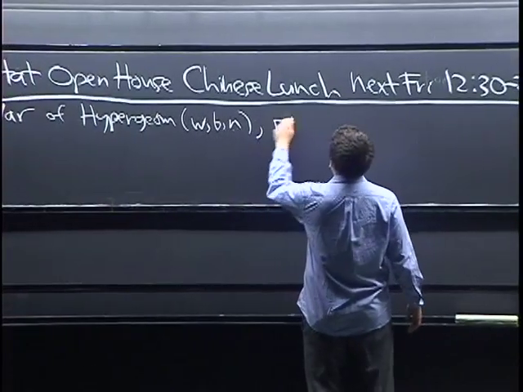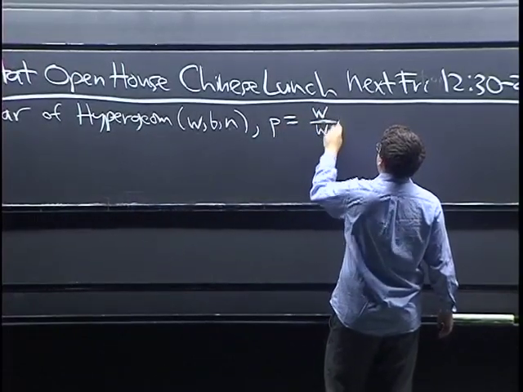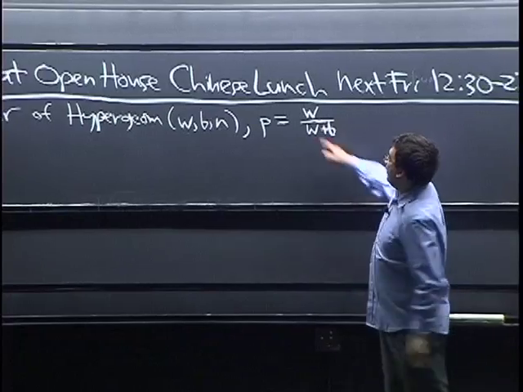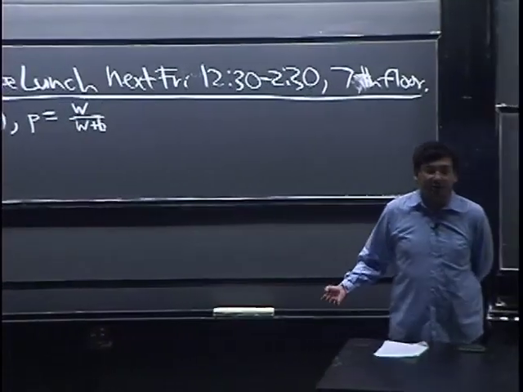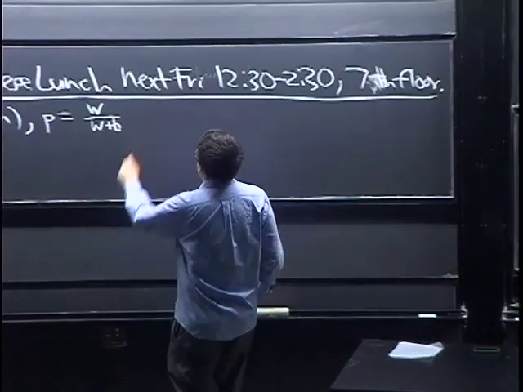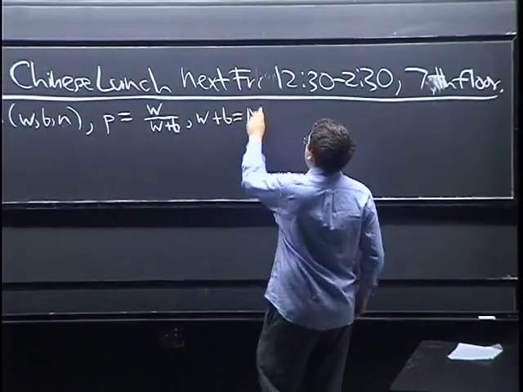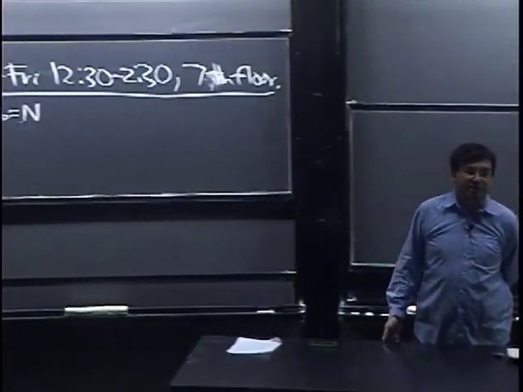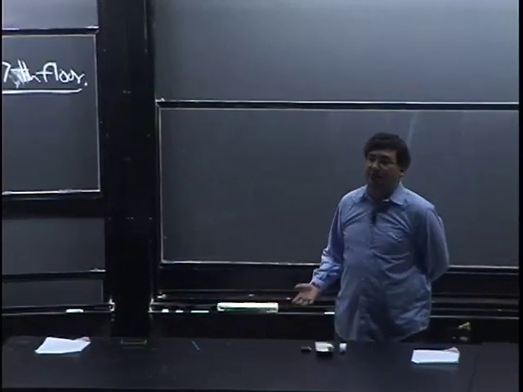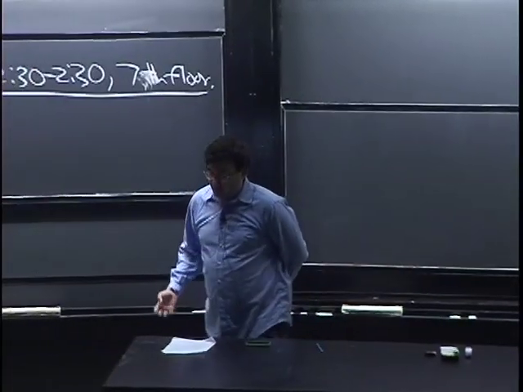So let p equal W over W plus B. That's a natural quantity to look at, right? And that is between 0 and 1. It's just the fraction of white balls in the population. And it's also convenient to let W plus B equal capital N. That's not a random variable, but that's traditional statistics notation. Sometimes the population size is capital N. The sample size is lowercase n.